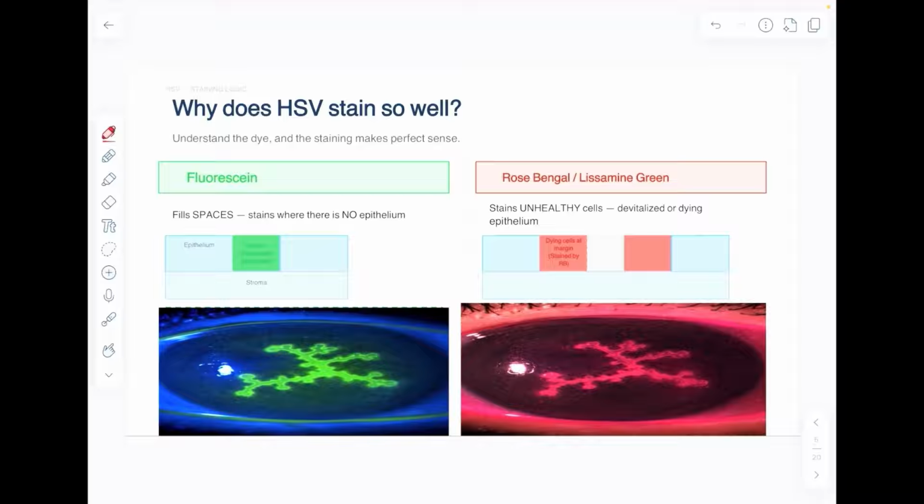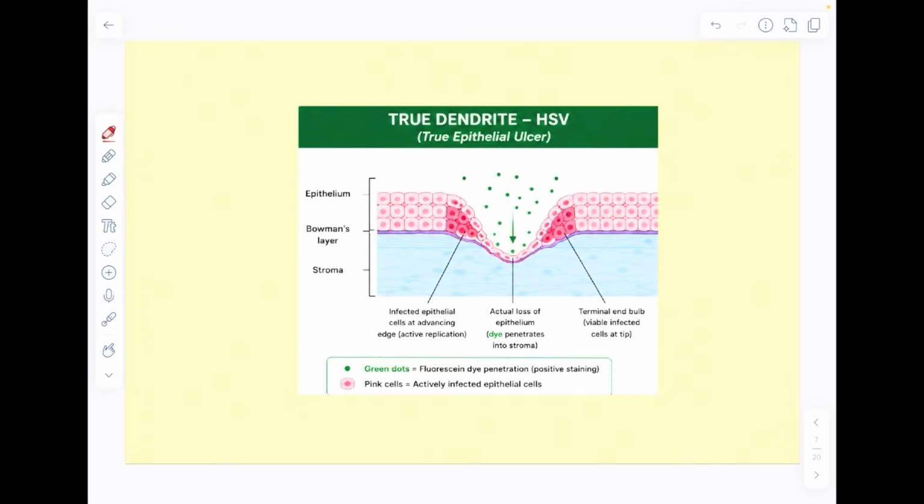Come to our question, why herpes simplex stains so well with the fluorescein? First, we have to understand what is the purpose and what is the mechanism of staining. Okay, so fluorescein dye stains spaces where there is no epithelium. Okay, we'll understand this diagram. So as we can see here, epithelium has gone. Fluorescein dye will come and will stain the stroma, because there is no epithelial cell. Here we can see this one lining, but actually there is no epithelial cell, and it is directly staining the stroma. Okay, but here we can see the cells are there at the edges.